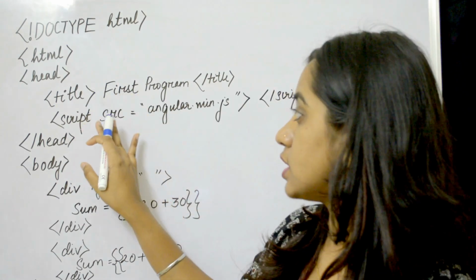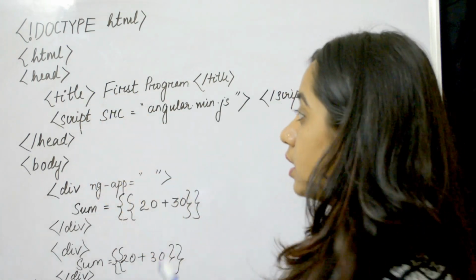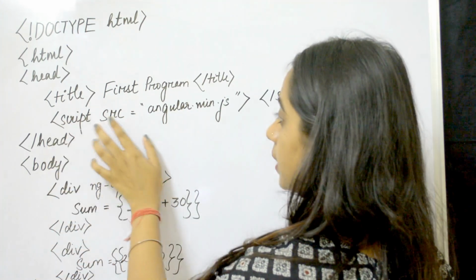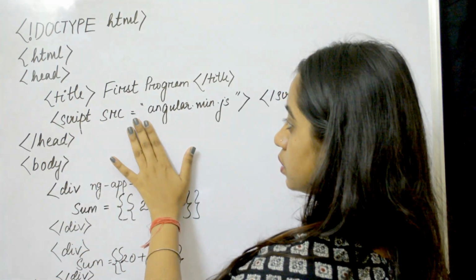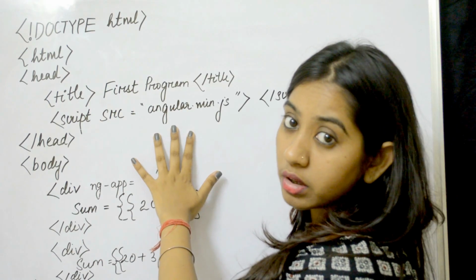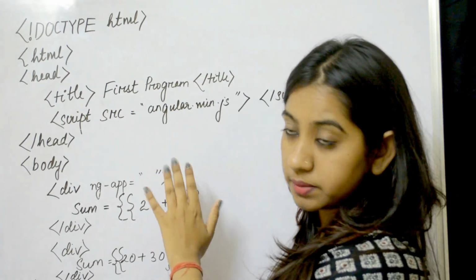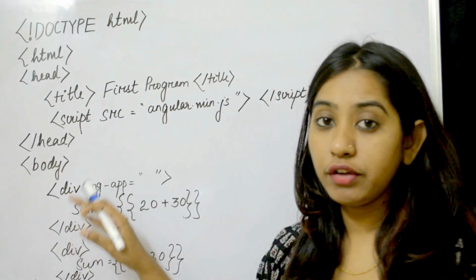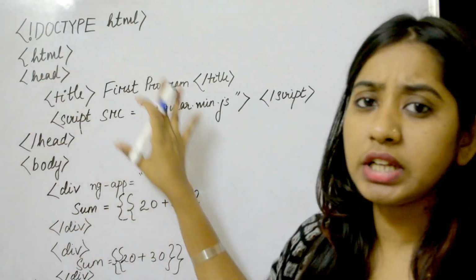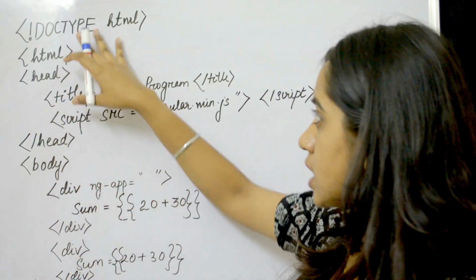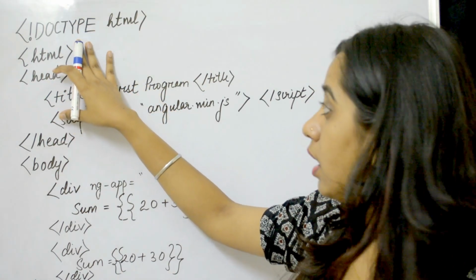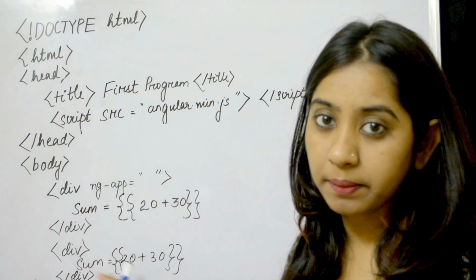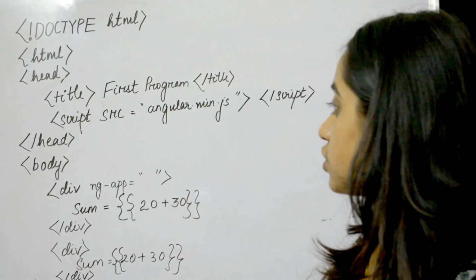Here we just have to include the script file inside the script tag of the HTML document. Script src, that is the source, is equal to the path of your script file. That's it. Coming to the body section, this is a very simple HTML document which has the declaration, the HTML opening tag, the head, the body and the HTML closing tag.